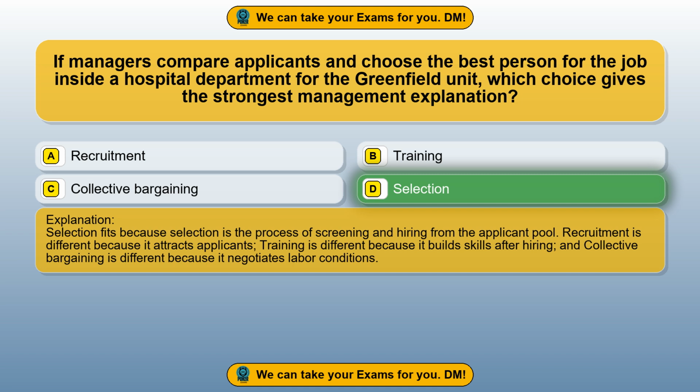Selection fits because selection is the process of screening and hiring from the applicant pool. Recruitment is different because it attracts applicants, training is different because it builds skills after hiring, and collective bargaining is different because it negotiates labor conditions.